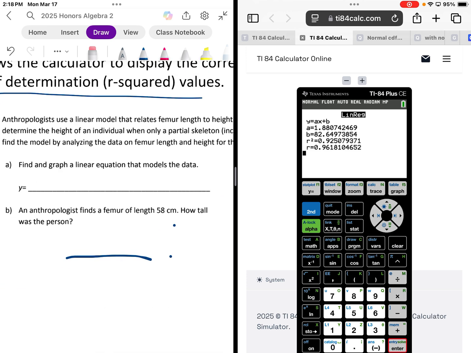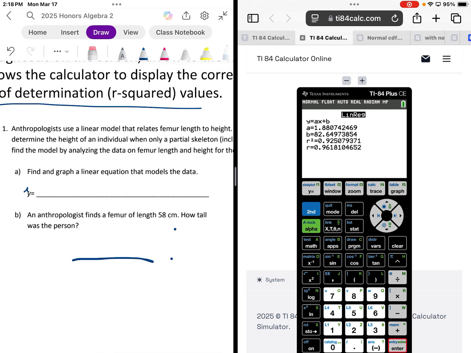Our y-hat equation. Our y-hat equation is, notice they give me the format in the very top, y equals ax plus b. So my slope, 1.8807x, and then plus 82.6497. 4 decimals are usually great. You just want to make sure you pay attention on the problems, how many decimal places they tell you to take it out to. All right?